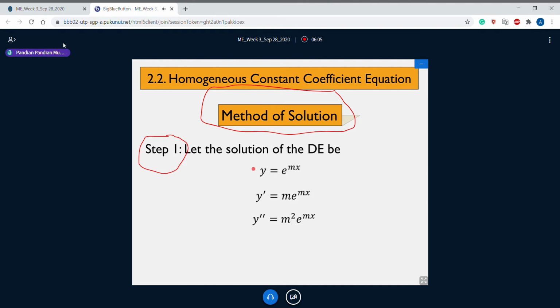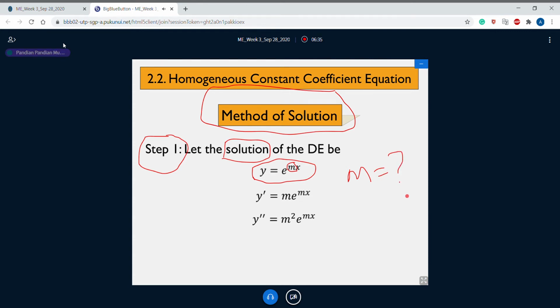So the solution, this is important, the solutions, or in your words, the answer of the differential equation, will be in this form. This is the assumption. We start off with y equals e^(mx). And we are interested in finding the m. So what is this m? We want to find the m.